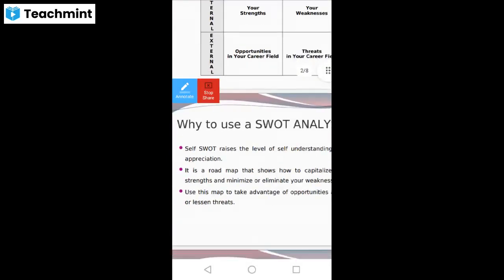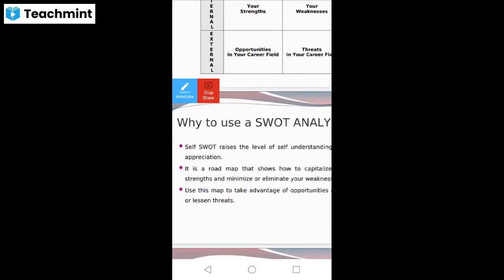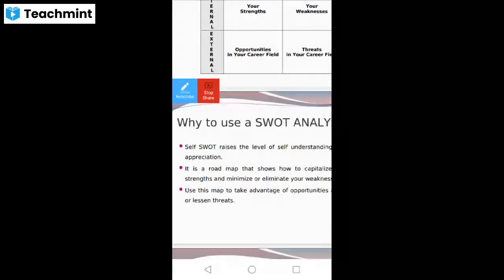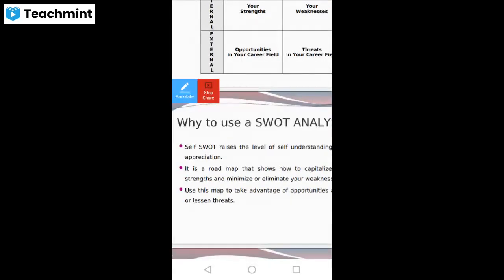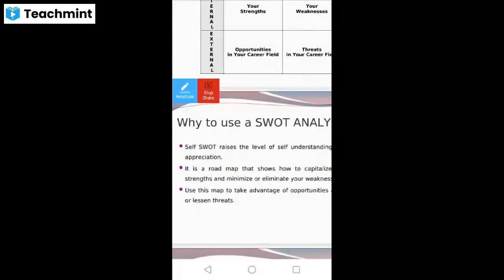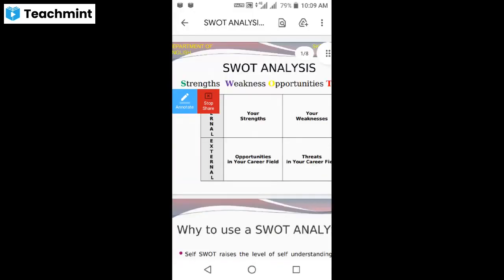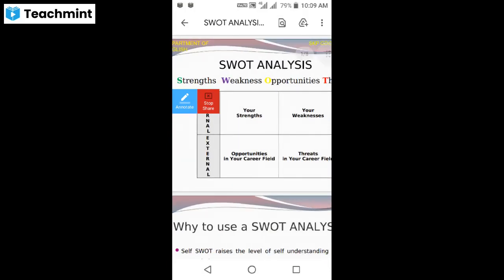Then if you go to external, opportunities in your career field. What kind of opportunities you have? Suppose you want to write group 1 exams. So you have to analyze yourself. What kind of strengths I have to write the group 1 exam? What are the weaknesses I have? You have to analyze yourself first.